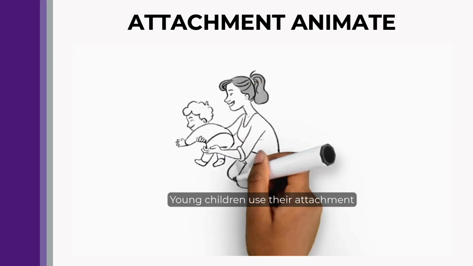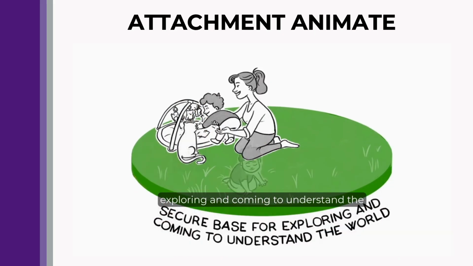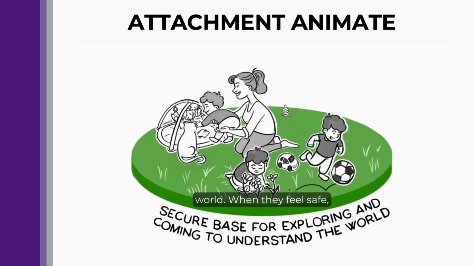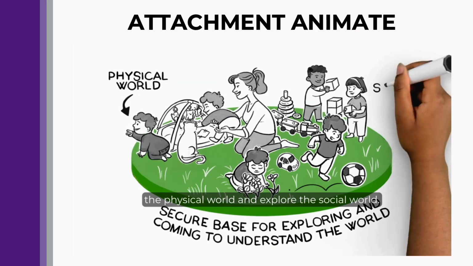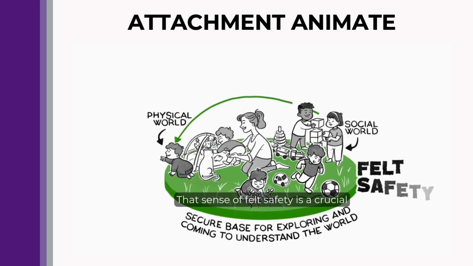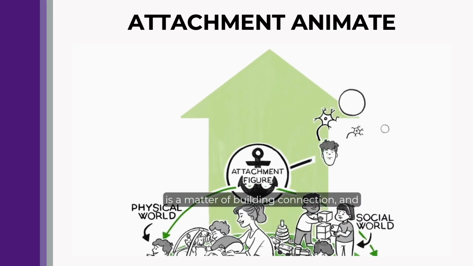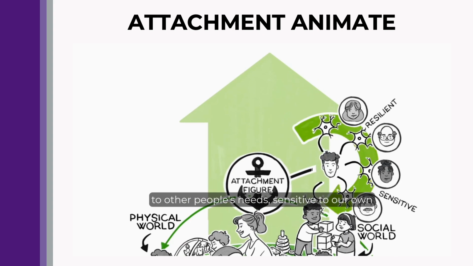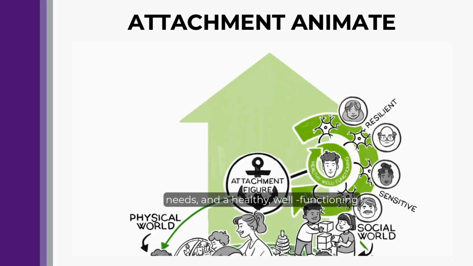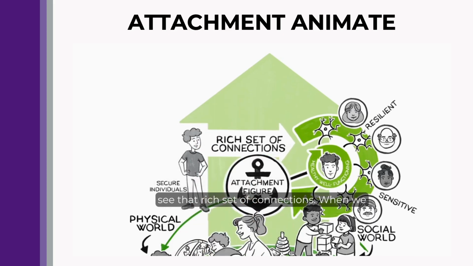Young children use their attachment figure as a secure base for exploring and coming to understand the world. When they feel safe, they will venture out and explore the physical world and explore the social world. That sense of felt safety is a crucial aspect to feel good about moving out into the world. So building attachment is a matter of building connection, and that programming makes us resilient, sensitive to other people's needs, sensitive to our own needs, and a healthy, well-functioning human being. In secure individuals, we see that rich set of connections.